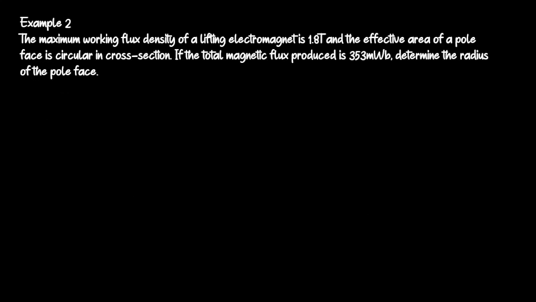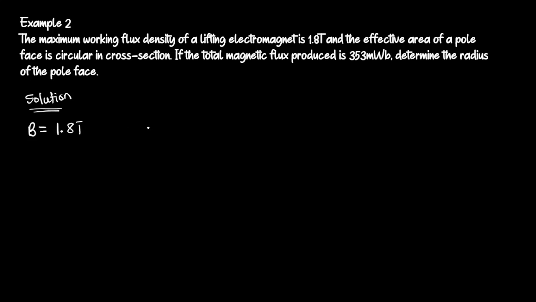We have the maximum working flux density of a lifting electromagnet is 1.8 Tesla, and the effective area of a pole face is circular in cross section. If the total magnetic flux produced is 353 milliweber, we are to determine the radius of the pole surface. All right, so let's write a solution to this problem. So as you can see, we are saying that the maximum working flux density of a lifting electromagnet is 1.8 Tesla. So the flux density has been given to us, so B is equal to 1.8 Tesla.